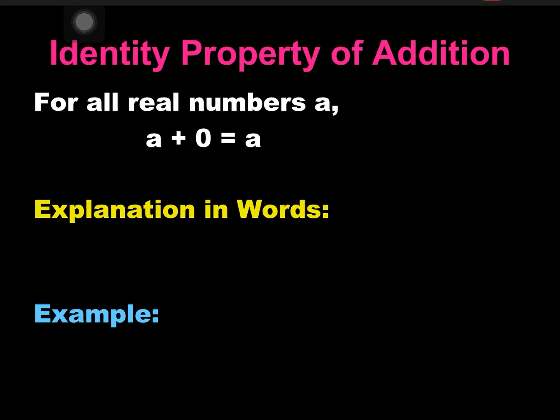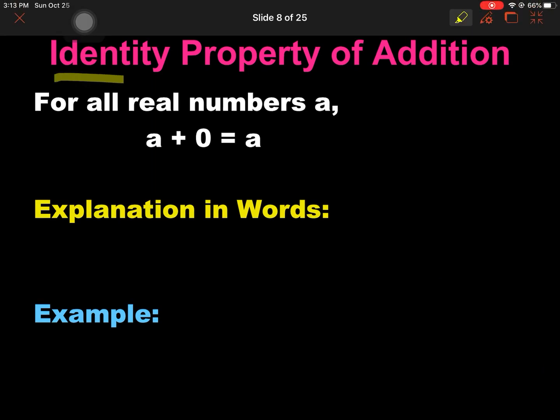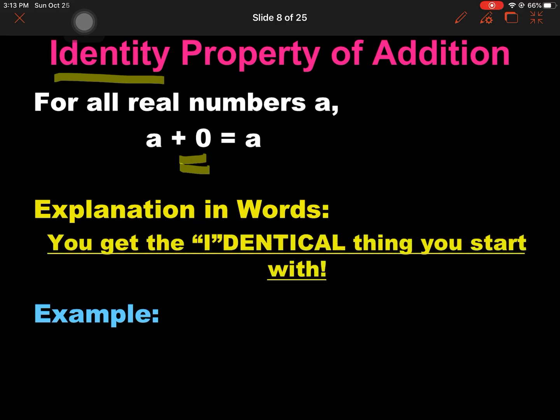Identity property, I like to think of identical twins. So think of identical, meaning you get the identical thing you start with. So for the identity property of addition, if you add 0 to anything, you get what you started with. For example, no matter what you add, 10 plus 0 is going to be 10. So anything plus 0 is the identical thing you started with. So that's the identity property for addition.